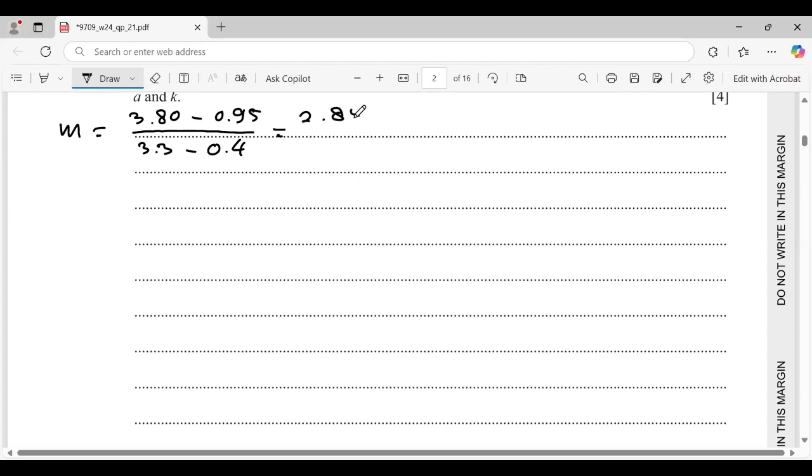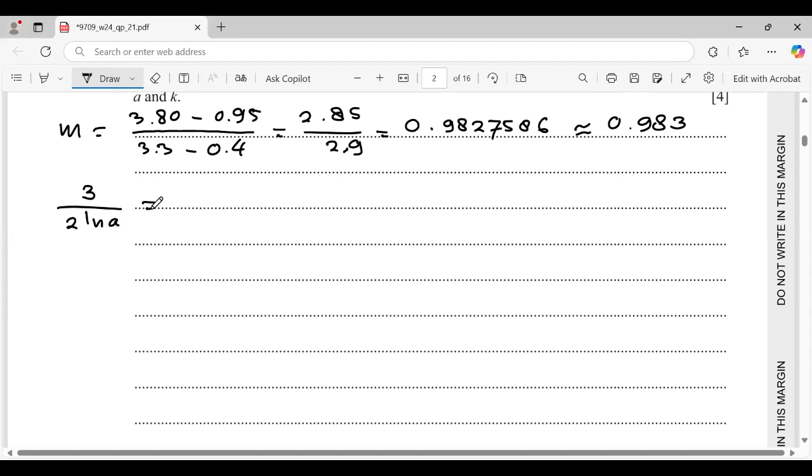This becomes 2.85 over 2.9. It is 0.9827586. This is the gradient, or you can use 0.983.